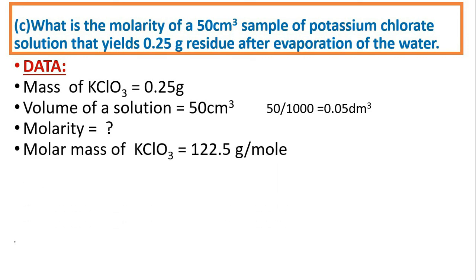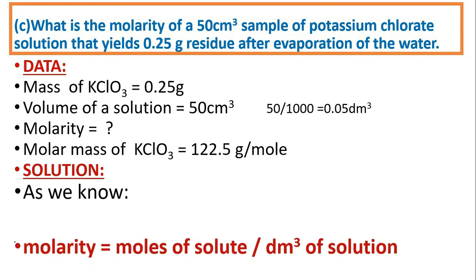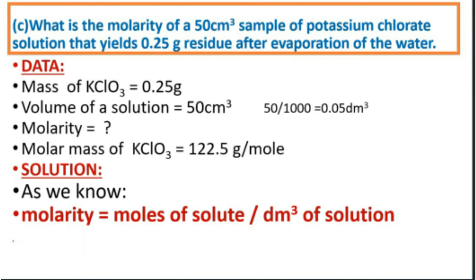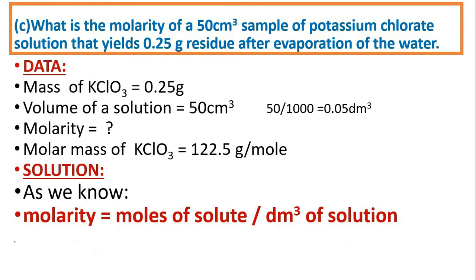Molar mass of potassium chlorate is 122.5 gram per mole. We have already calculated it in a previous part. Now solution, what would be our solution? As we know, molarity is equal to moles of solute divided by dm³ of solution. Students, can we apply this formula directly as we don't have the number of moles of potassium chlorate? Yes, we cannot apply this formula directly. So first we will find the number of moles, then we will apply the molarity formula.